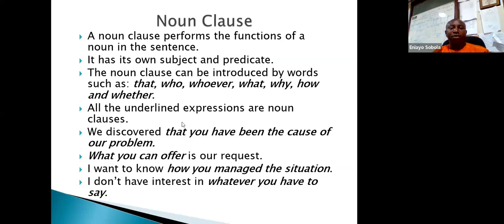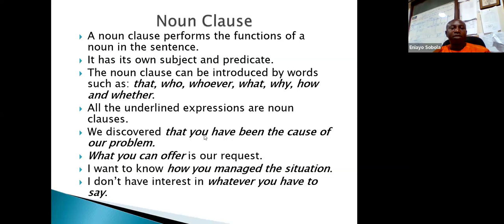And if you look at the examples below, all the italicized expressions in the sentences below are noun clauses. The first example: "We discovered that you have been the cause of our problem." What did we discover? That you have been the cause of our problem. Look at the element that introduced the clause. That is among the elements that can introduce the noun clause.